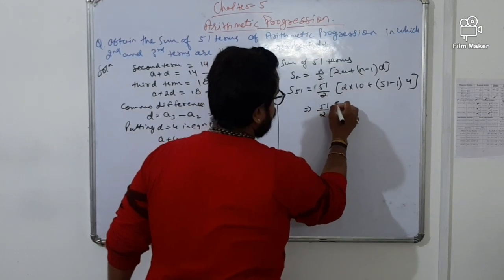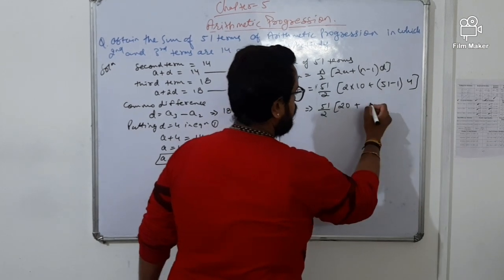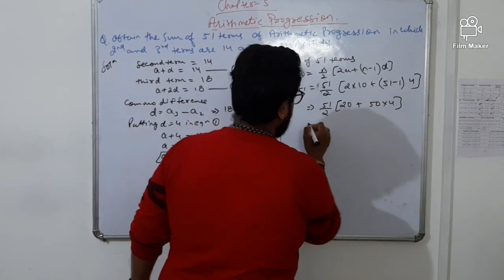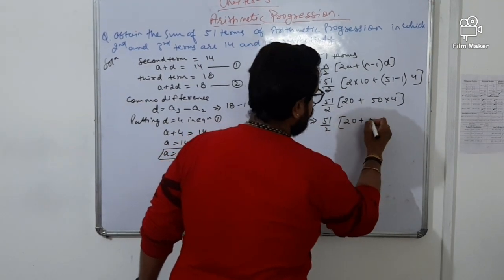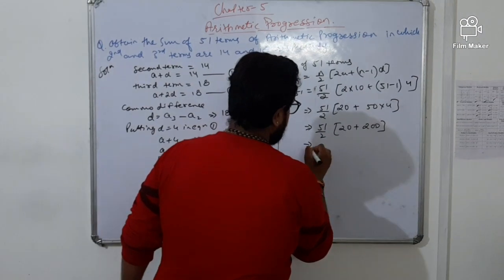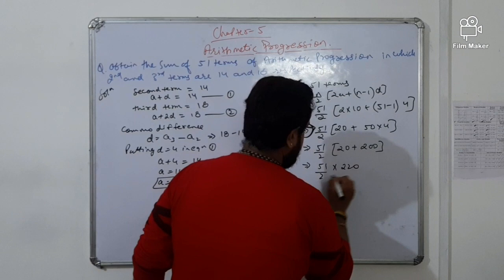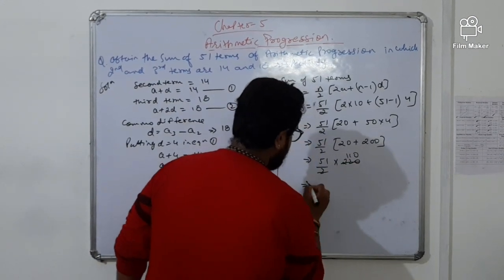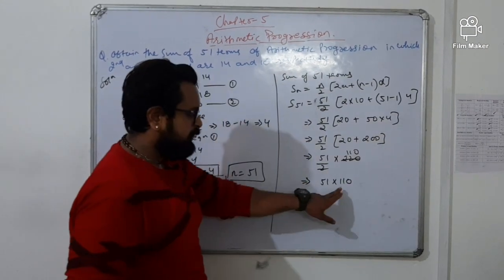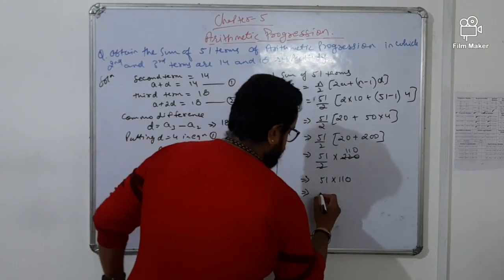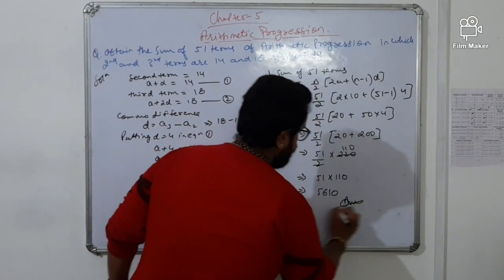51/2 [20 + (51 - 1) × 4], and 51 minus 1 is 50, into 4 is 200. So 51/2 × (20 + 200), this will be 220, and cancel it, we will get 110. So finally 51 into 110. After multiplying this, we will get 5610. So this is our final answer.